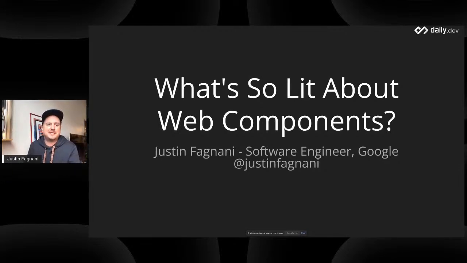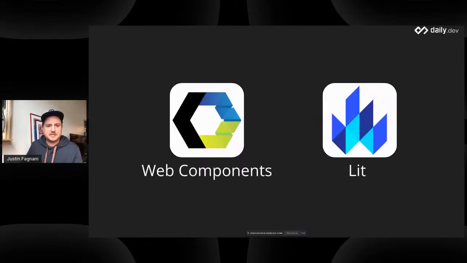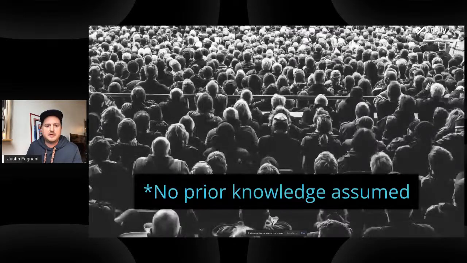Okay, everyone. So my name is Justin Fagnani. I'm an engineer at Google working on web components and a web component library called Lit. My Twitter handle is Justin Fagnani. And yeah, today I'm going to talk about both web components and Lit and give you an overview of where things are at today and how the ecosystem is doing in web components.